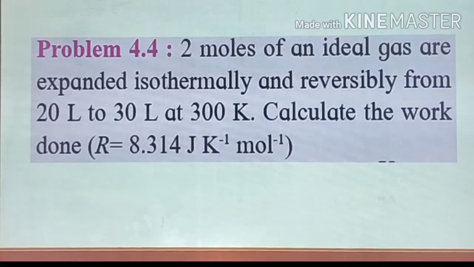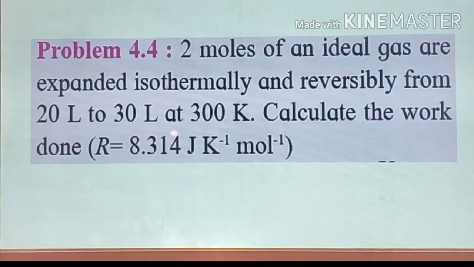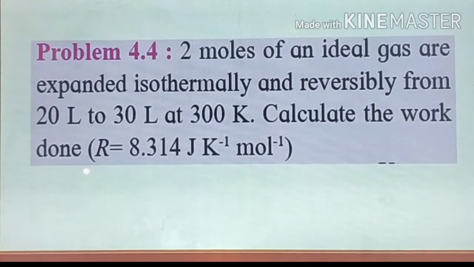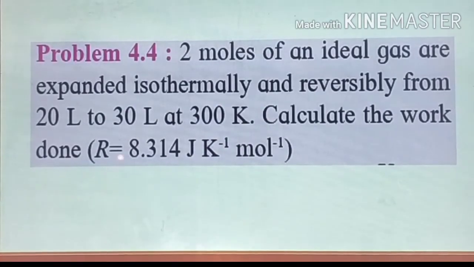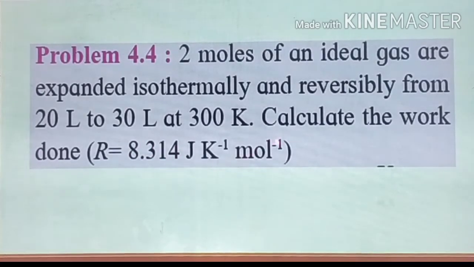Maximum work. See the first numerical. 2 moles of an ideal gas are expanded isothermally and reversibly from 20 liters to 30 liters at 300 Kelvin. Calculate the work done if the value of R is 8.314 joules per Kelvin per mole.